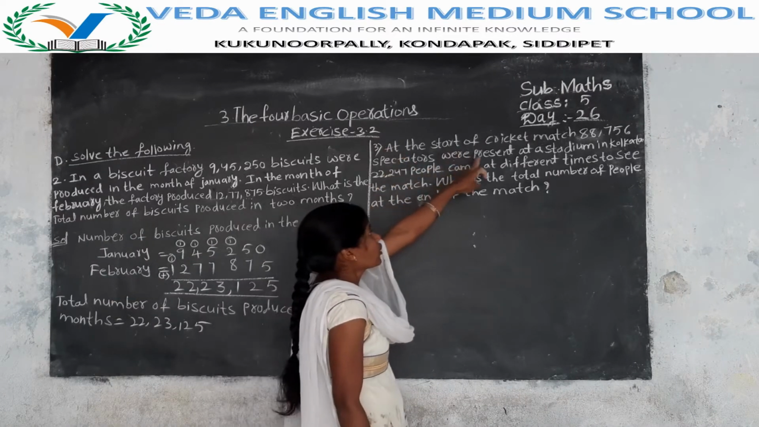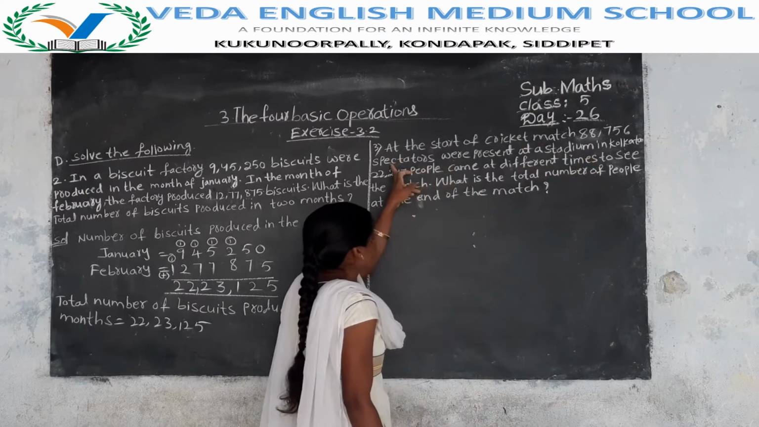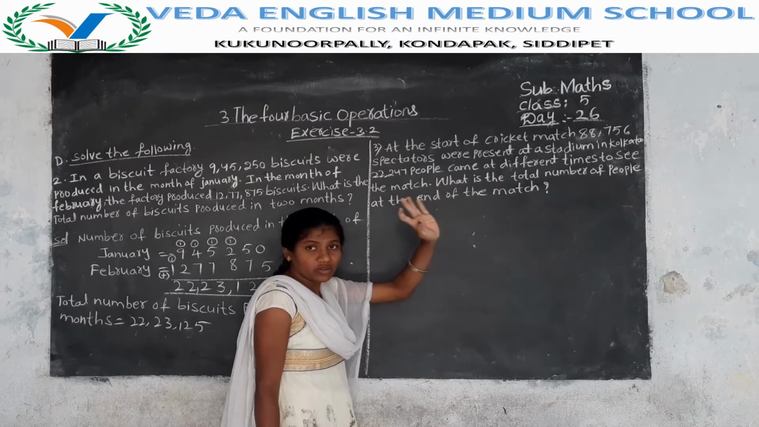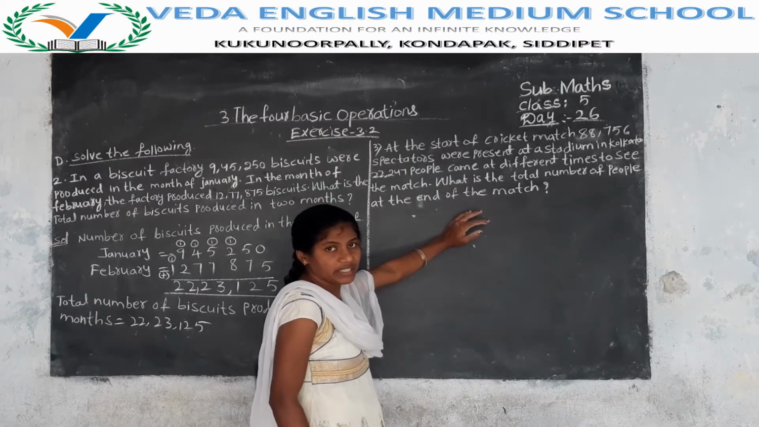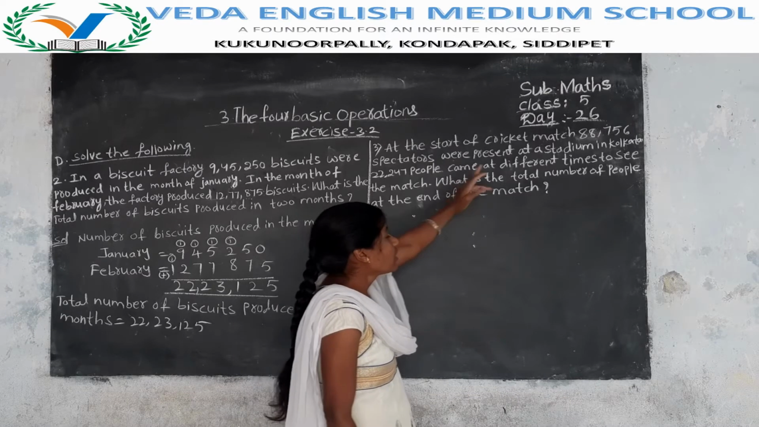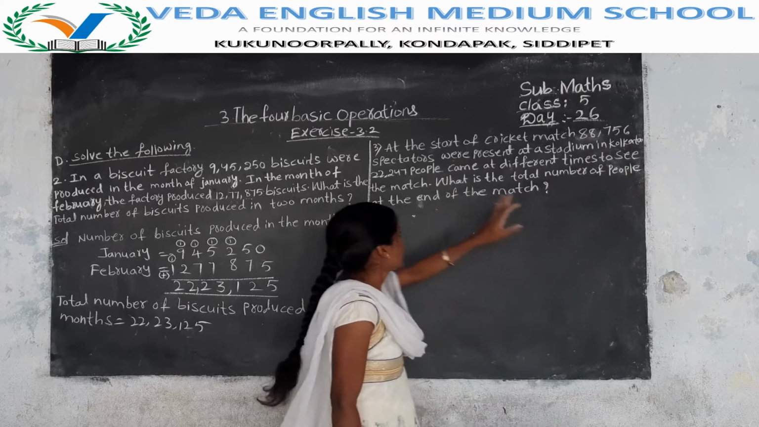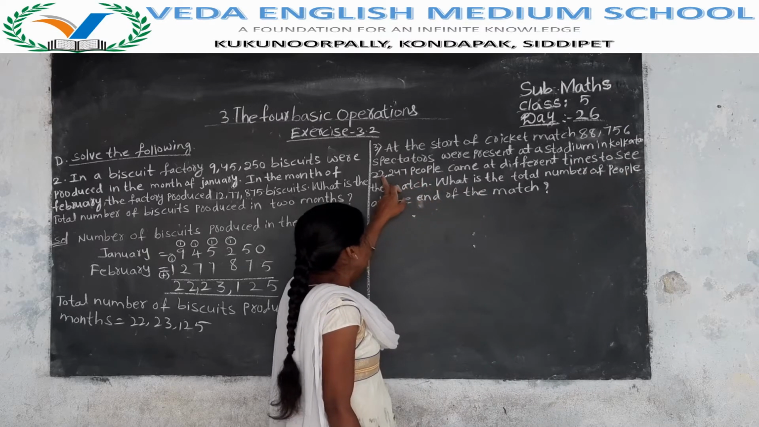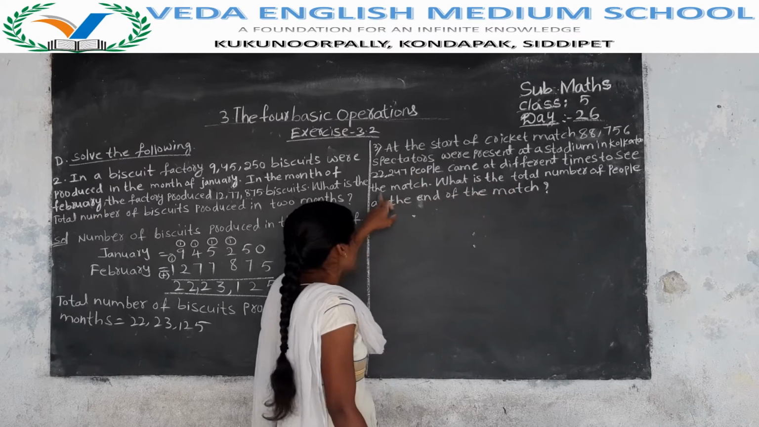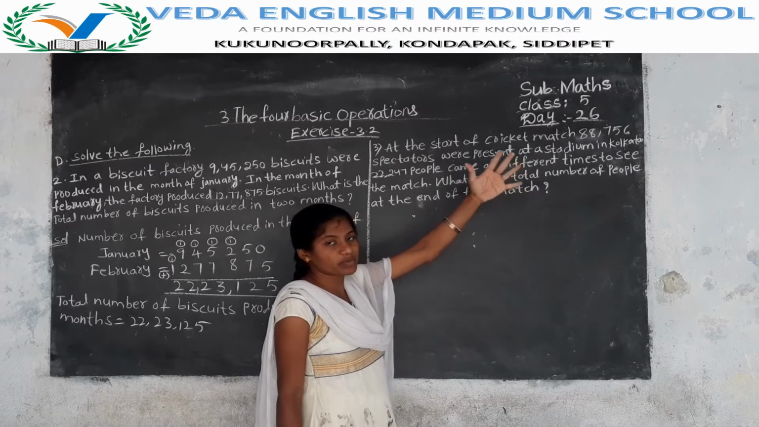At the start of a cricket match, 88,756 spectators were present at the stadium in Kolkata. In Kolkata, one cricket match was going on. For that match, 88,756 people came to see the match. Next, 22,247 people came at different times to see the match. First, 88,756 members were there.